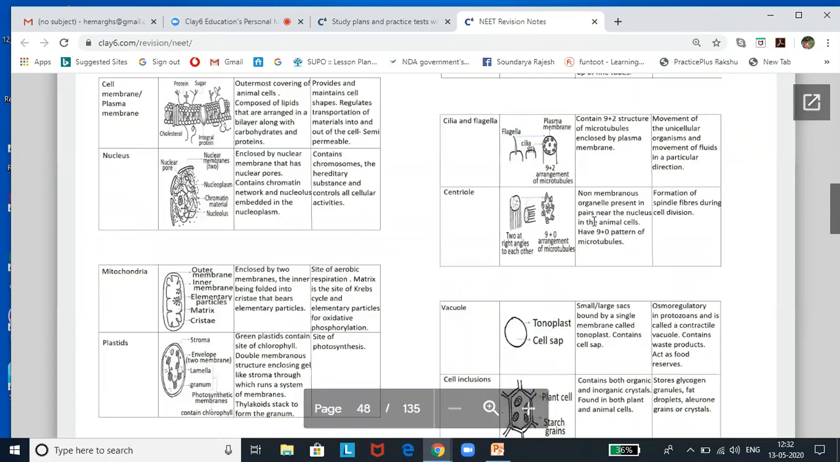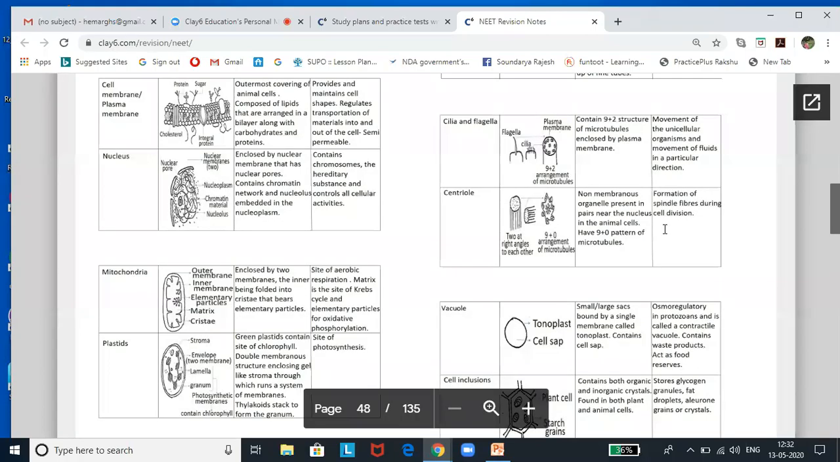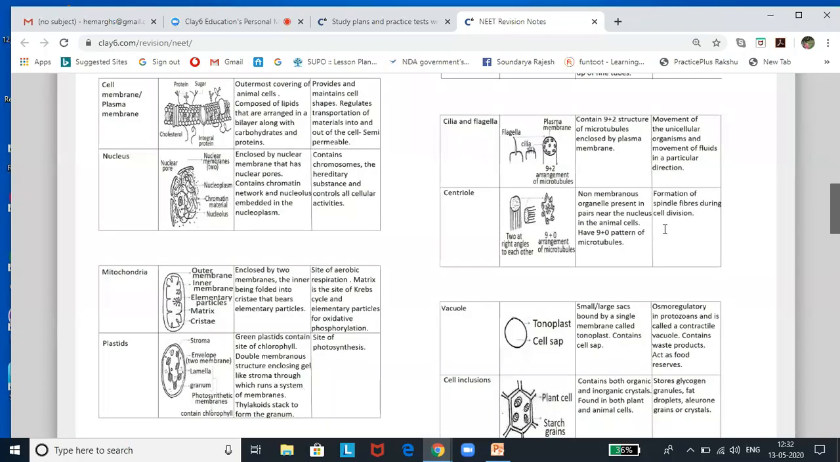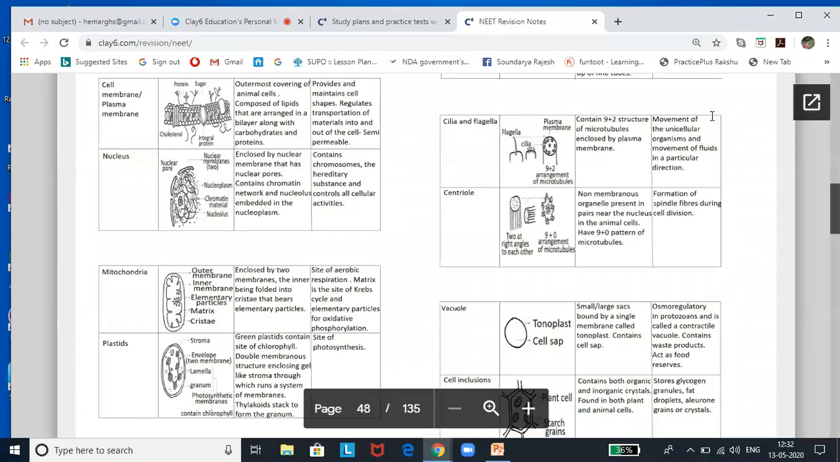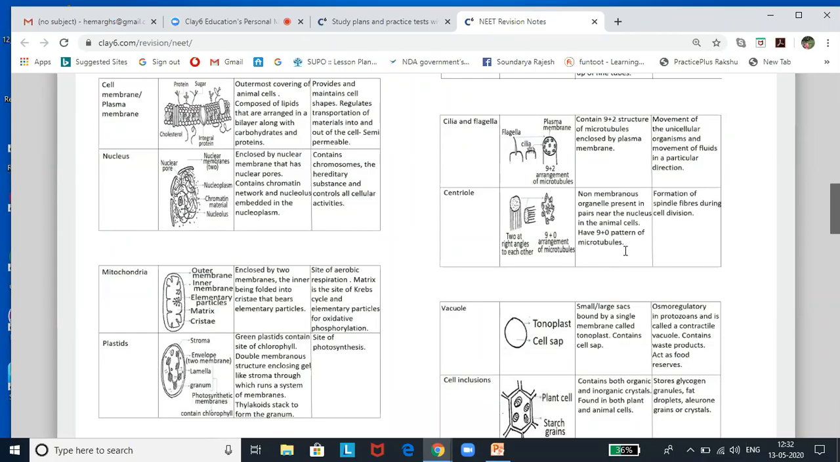Now, centriole, it is a non-membranous structure present near the nucleus in the animal cell. They have 9 plus 0 pattern. One thing you have to understand, cilia and flagella have 9 plus 2 structure. Now, if you look at centriole, it is 9 plus 0 pattern of microtubules.